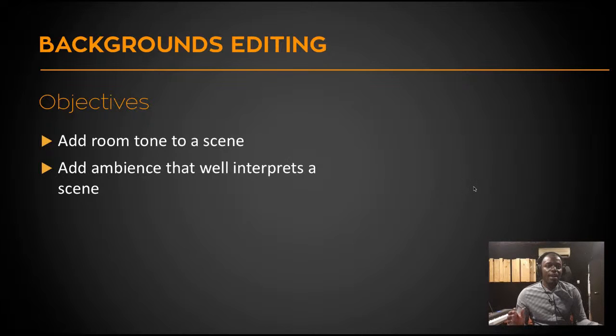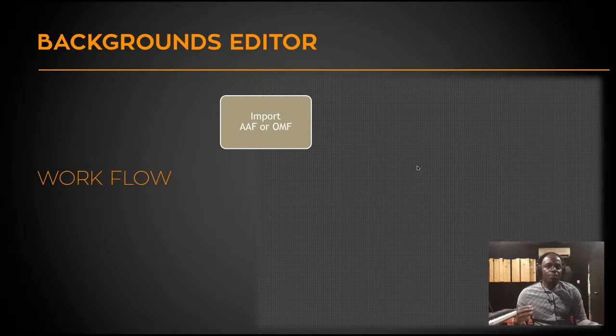And number two is to add ambience that well interprets the scene. So if you have a jungle, I do not expect cars in that ambience. So the ambience for jungle would be probably monkeys in the background, birds in the background, water streams in the background, not cars, not trains, or that kind of stuff, because that will be unrealistic to the scene.